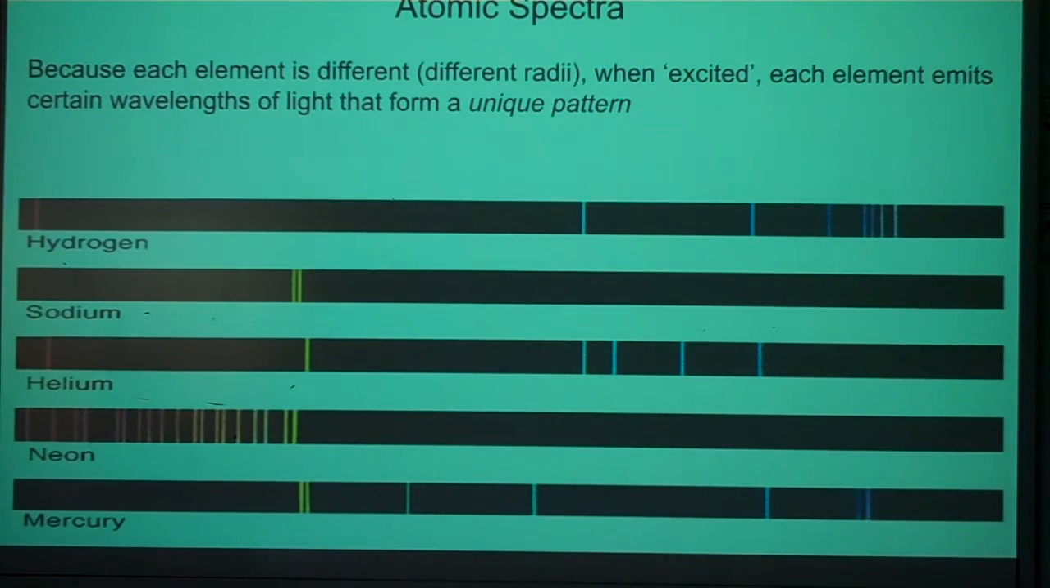Now, there we go. Because each element is different with different radii, we decided that each element emits certain wavelengths of light that form a unique pattern. That really is examinable. That one there is examinable.